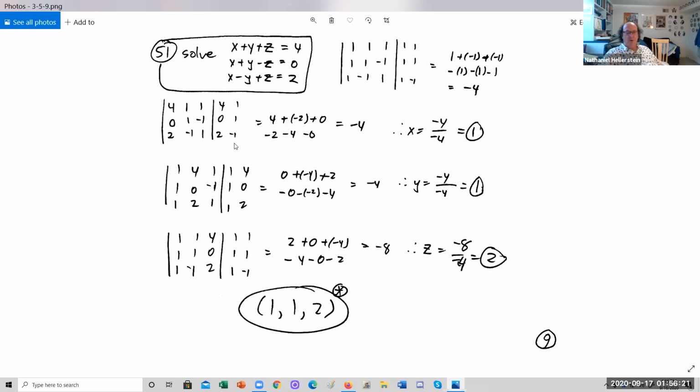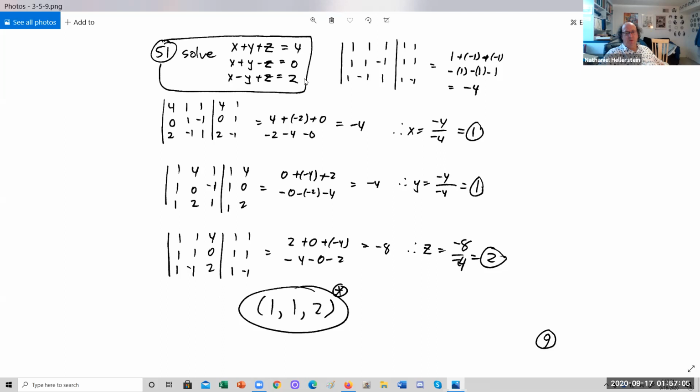For y, we put 4, 0, 2 in the second column, like this. And then to evaluate this determinant, we put the 1, 1, 1 column here, the 4, 0, 2 column here. And then we go on products along the main diagonal, downward diagonals. Here's a 1, 0, 1, that's a 0. 4, negative 1, 1, that's a negative 4. 1, 1, 2, that's a 2. Minus the upward diagonals. 1, 0, 1, minus a 0. 2, negative 1, 1, minus a negative 2. Minus 1, 1, 4, that's a negative 4. This all adds up to negative 4. So y will be this divided by negative 4. Negative 4 over negative 4, that's a 1.